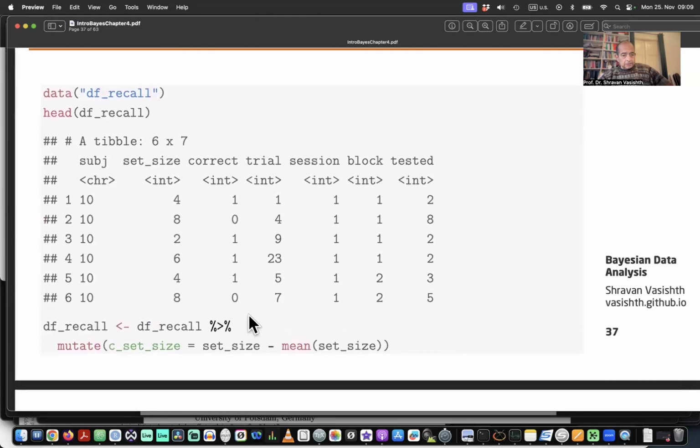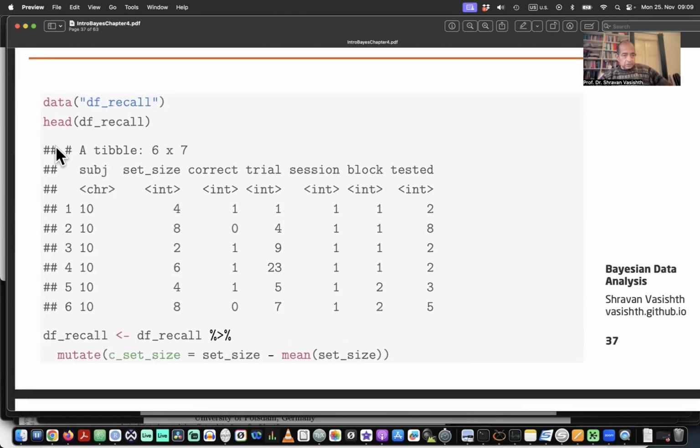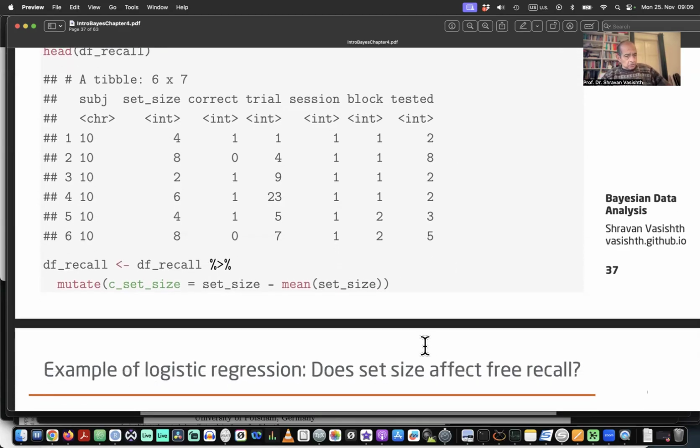The data is in this data frame. df_recall is from the bcogsci package. If you look at this data frame, there's a subject column, so we have repeated measures from subjects. We have different set sizes, 2, 4, 6, and maybe 8. Then we've got 0 and 1 responses, which are correct and incorrect responses, trial ID, and something like session and block ID. I don't think we really need any of this. The important columns are set size and the response. These are the two important pieces of information for our current purposes.